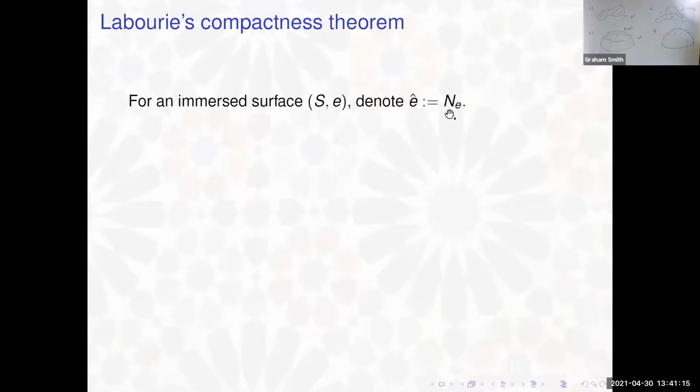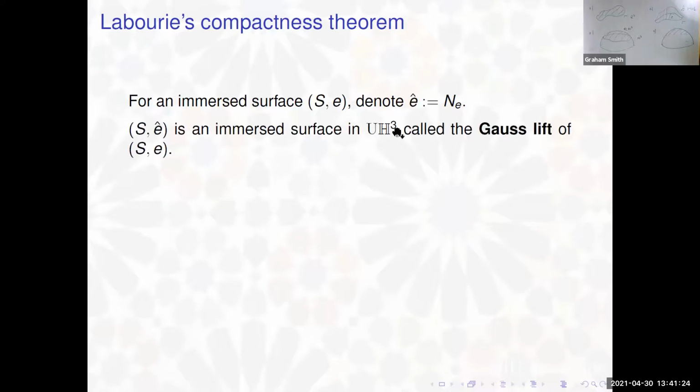So I want to think of it as an immersion. I want to forget that it is a vector field. So I'm going to give it a new name. I will call it E hat. So E hat is simply the unit normal vector field, now thought of as an immersion in its own right. So I call S, E hat the Gauss lift of S, E, and it's an immersed surface in the unit bundle.